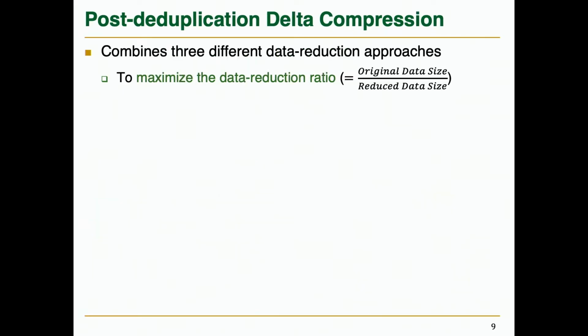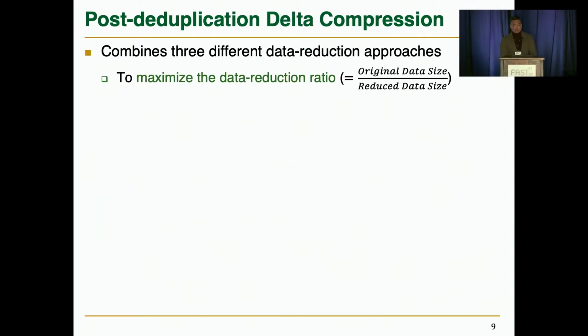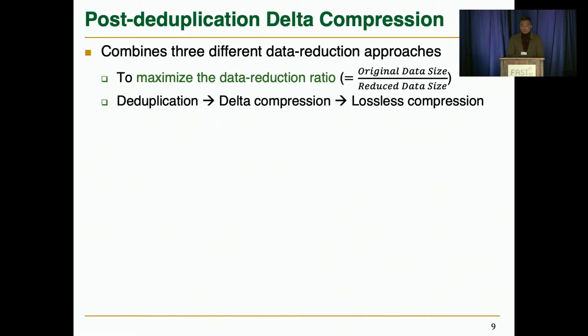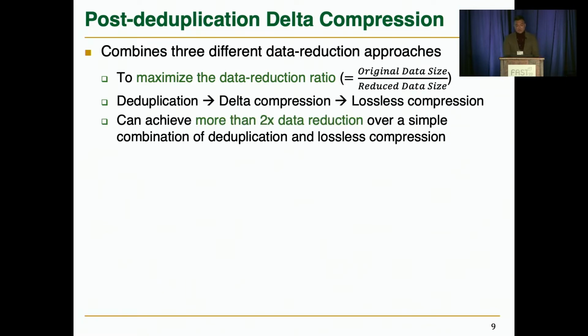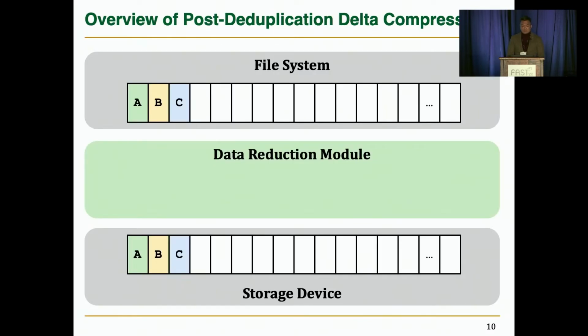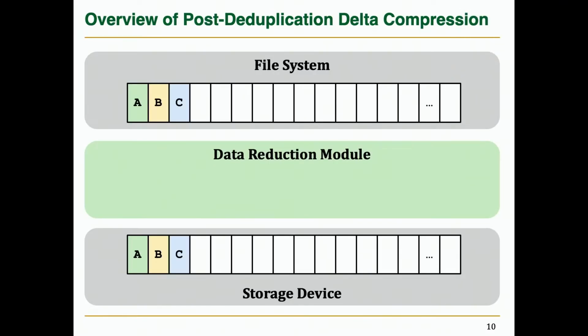Post-deduplication delta compression combines the 3 different data reduction approaches to maximize the data reduction ratio. It performs a deduplication, delta compression, and lossless compression in order, and is known to be able to achieve more than 2x data reduction over a simple combination of deduplication and lossless compression. Let me quickly explain how post-deduplication delta compression handles the incoming write requests.